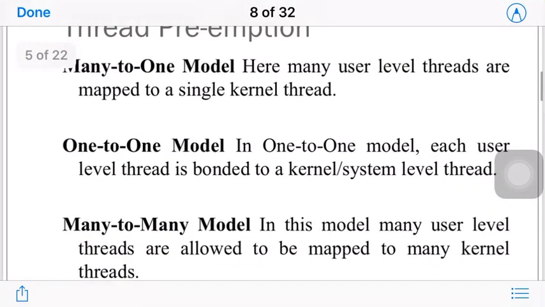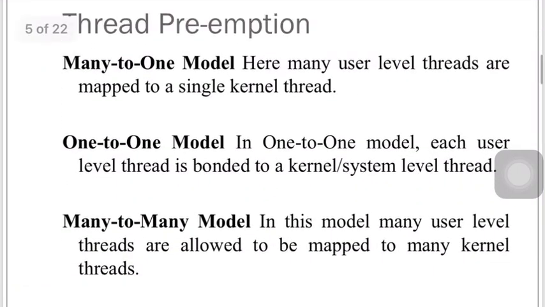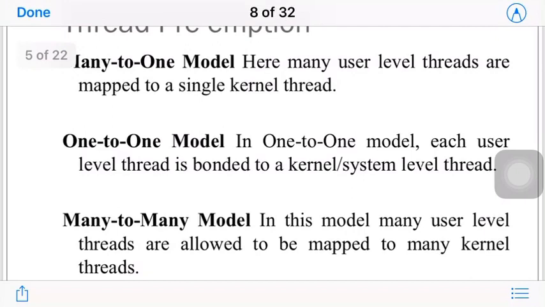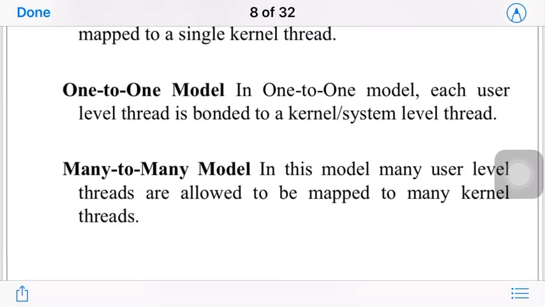Another type is the many to one model. Here many user level threads are mapped to a single kernel thread. Then we have the one to many model, in which each user level thread is bound to a kernel or system level thread. And then the many to many model. In this model, many user level threads are allowed to be mapped to many kernel threads. So these are the different types of threads we have.